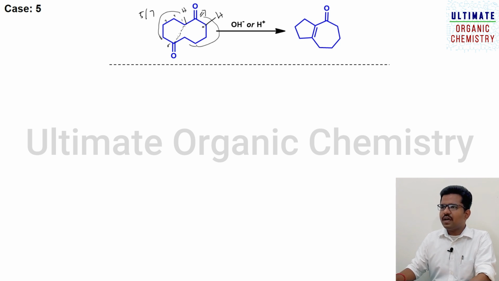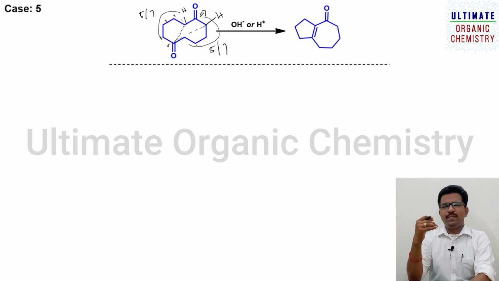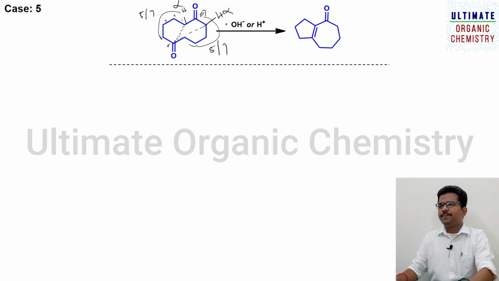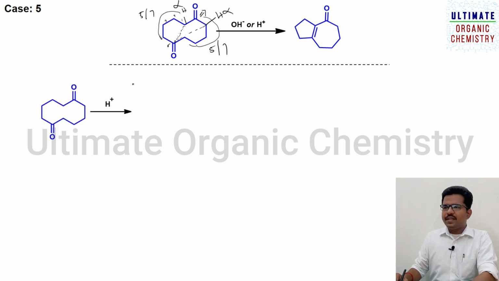Suppose this hydrogen attacks this carbon, so you have 1, 2, 3, 4, 5, you will get a 5-member ring. The other side you have 1, 2, 3, 4, 5, 6, 7, you will get a 7-member ring. So both sides you will get the same 5-member as well as 7-member ring. That means these two hydrogen atoms are equal in nature. That is the conclusion. Both alpha hydrogens are equal in environment, right? So let me explain the mechanism.